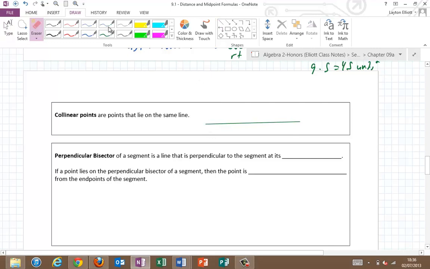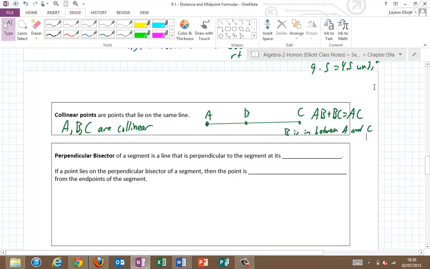Let's see. Collinear points, this is a little geometry too for you. If this is point A, this is point B somewhere in the middle, and this is point C, and A, B, and C are collinear, all on the same line segment. This also means that if we take the measure of AB plus the measure of BC, we get the measure of AC, which is another way of saying that B is in between A and C. Maybe not the midpoint, but it is between.